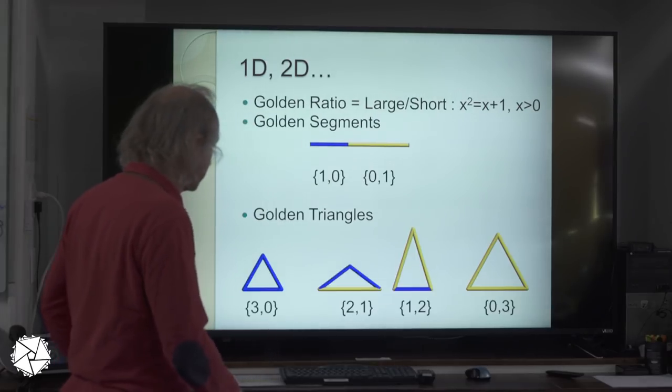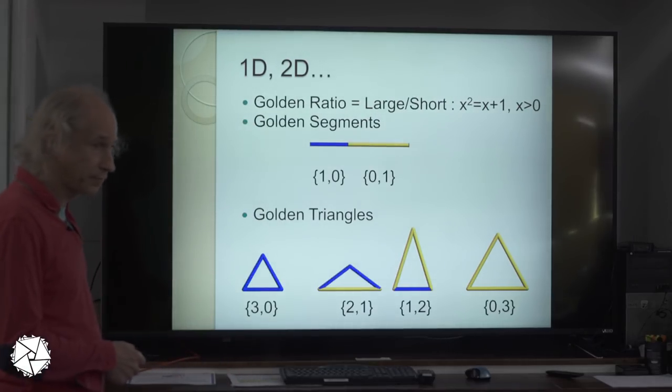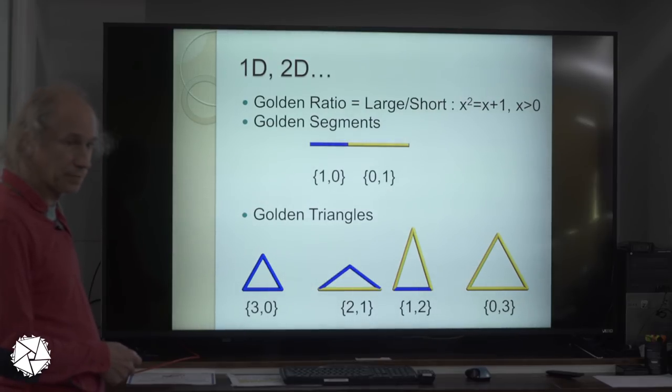So it seems that at the end of the day, this unique quality for this ratio is because it's really the only ratio that has the fractal self-identical quality, where the long to the short is the same.